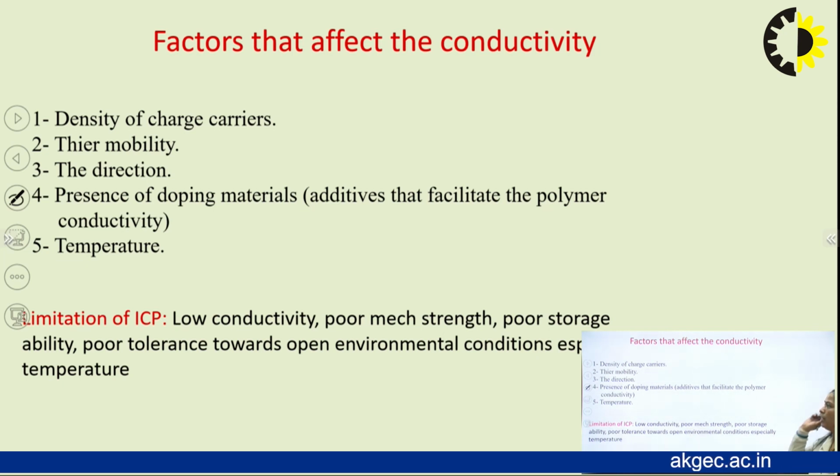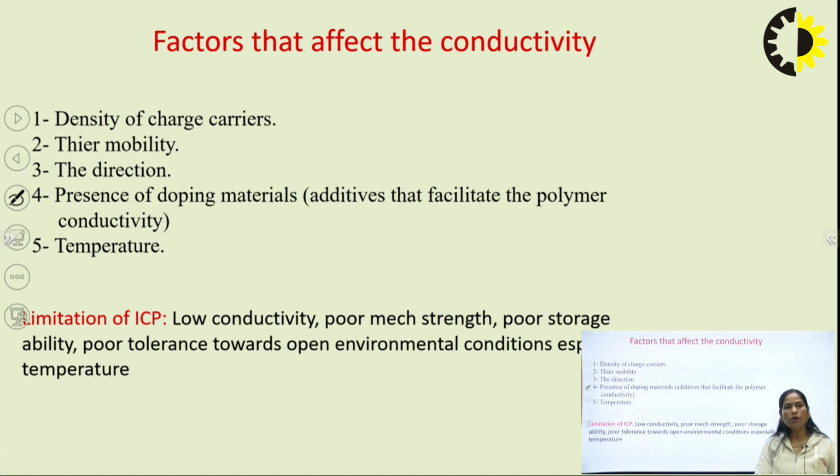Now, let us look at what are the factors that affect the conductivity. What is the density of charge carrier, what is their mobility, the direction, the presence of doping material, what doping materials we are taking, and the temperature. There are some limitations of intrinsic conducting polymer: it has low conductivity, poor mechanical strength, poor storage ability, poor tolerance toward open environmental condition, especially temperature.